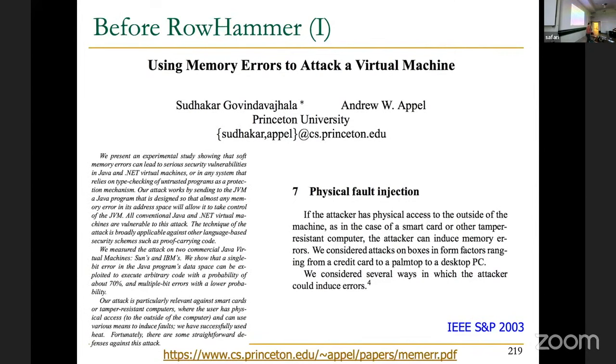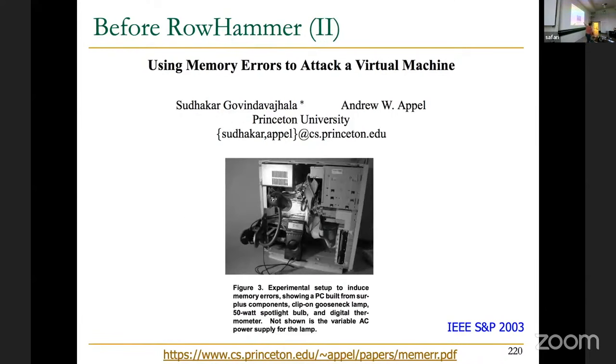Before RowHammer, there was actually some understanding of memory errors. This is a beautiful paper from 2003, as you can see. It was also presented in this seminar in past incarnations. These folks said that we can induce memory errors in real machines, and we can actually take over the Java virtual machine. And they did it. The way they induced errors was with this lamp. They took this lamp, a heat source, put it next to memory, and a bunch of bits flipped. And probabilistically, they were able to take over the Java virtual machine.